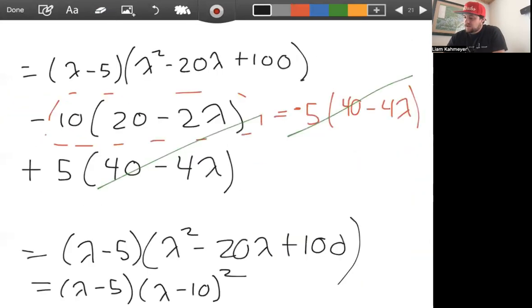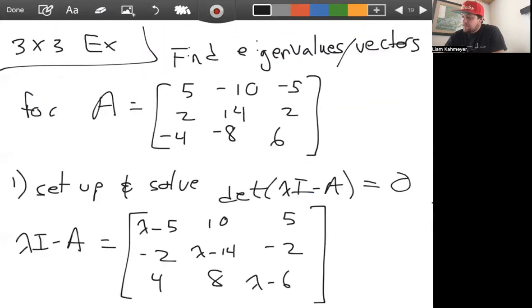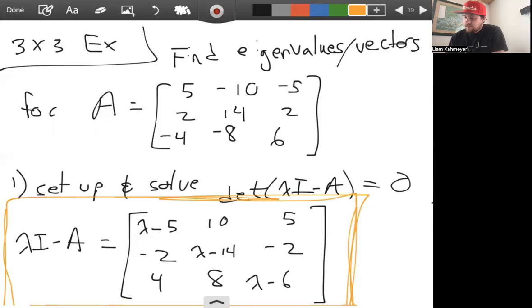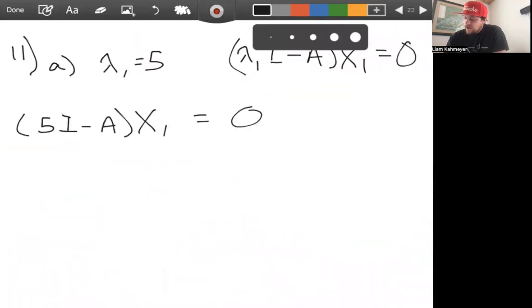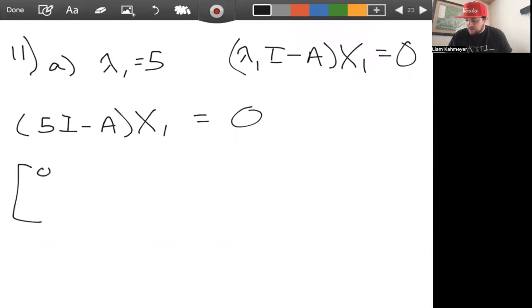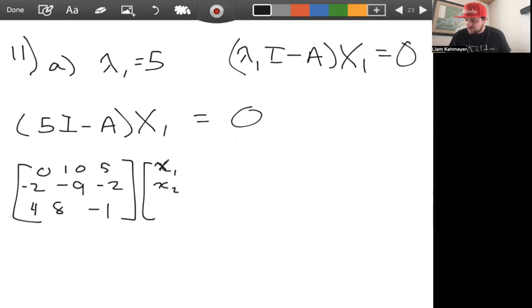Again, we can just go back to what lambda I minus A is, and we plug in 5, right? If we plug in 5, you can see everything except the diagonal is going to stay the same. And then along the diagonal, we'll have 0, -9, -1. Everything else stayed the same. So 10, 5, -2, -2, 4, 8 times x1. Again, these are lowercase x1, x2, x3 equals 0, 0, 0.